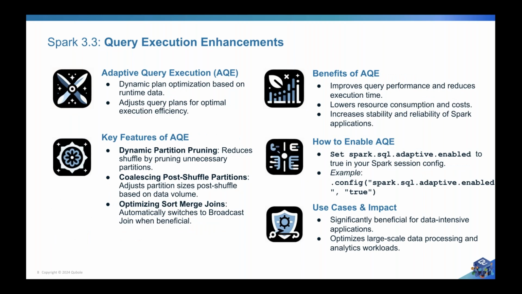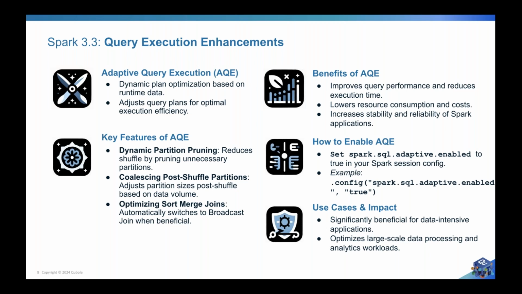The second is basically query execution enhancements, and a couple of points in this, right? Dynamic plan optimization. So one of the things is adaptive query execution. So dynamic plan optimization based on the runtime data. So it's not something which is planned beforehand, let's say, but as per the data, it adapts itself for optimal execution. Then what are the key features? There's dynamic partition pruning, which reduces the shuffle. Again, by pruning unnecessary partitions, the partitions which are not required, it will reduce them.